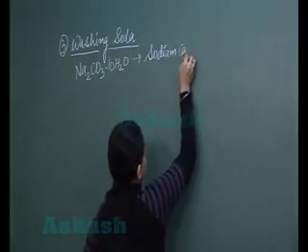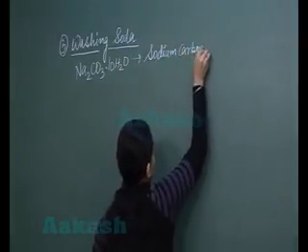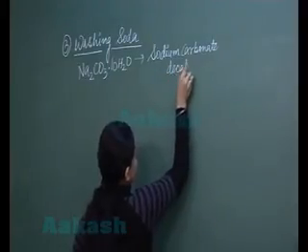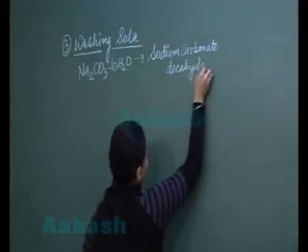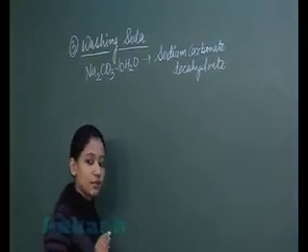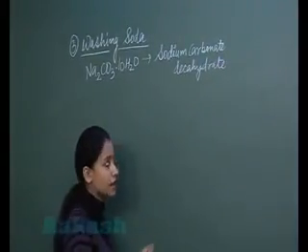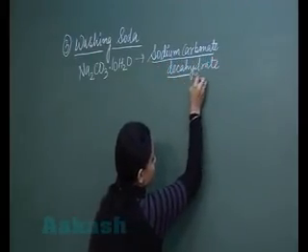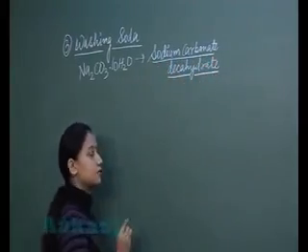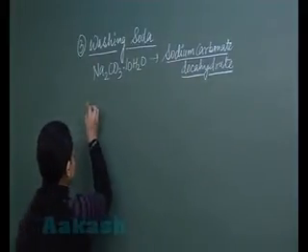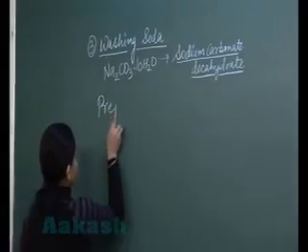decahydrate. Students, here deca stands for 10 water molecules. So students, the chemical name of washing soda is sodium carbonate decahydrate. So students, first of all, let us study about the preparation of washing soda.